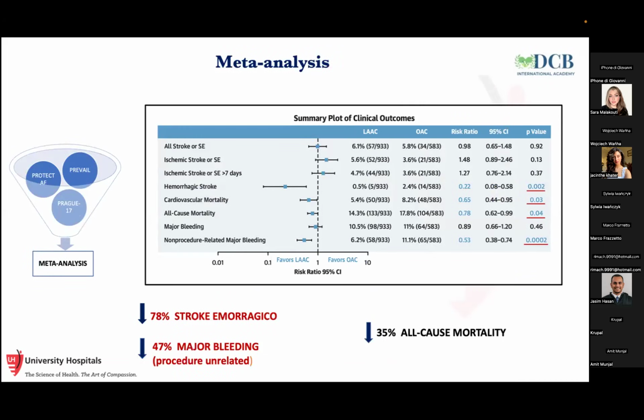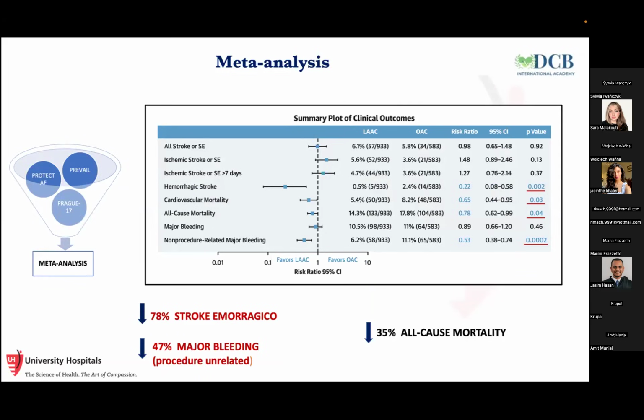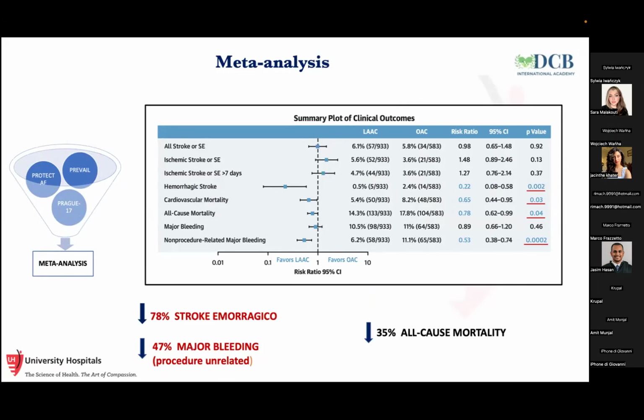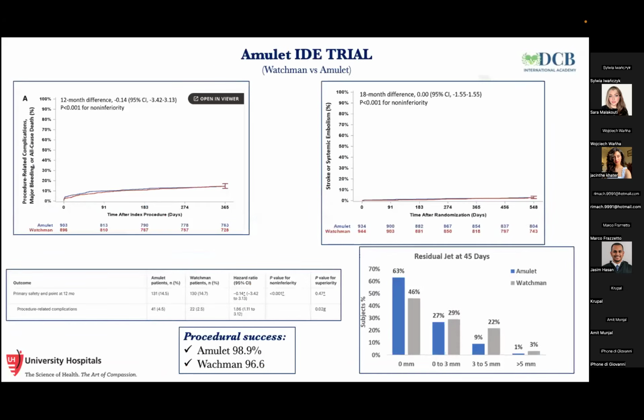And this is the meta-analysis which comprised PRAGUE-17 too. The results are quite similar compared to the previous meta-analysis with the 3 trials, and there is a risk reduction of 78% for hemorrhagic stroke, 47% for major bleeding, and 37% for all-cause mortality.